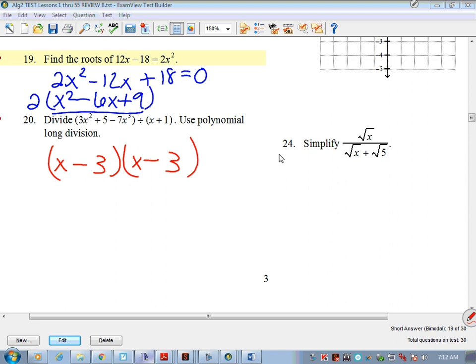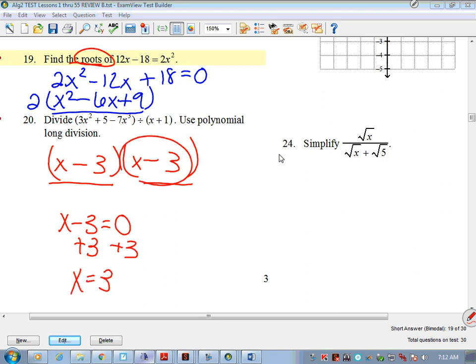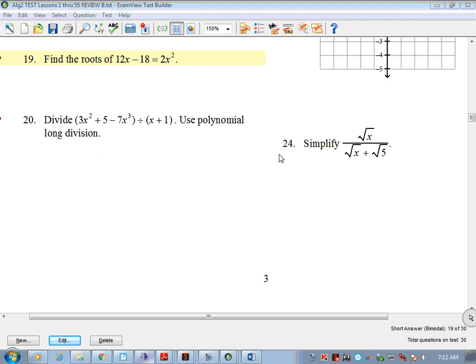So this is number 19, lesson 35. Notice that each of these are actually the same thing, and if we're solving for the roots, I'm going to take that x minus 3, set it equal to 0, add 3 to the other side, and see that x equals 3. And because this one is the same thing, I don't need to solve it again. X equals 3. And that's all we've got there. Okay? All right, number 20.